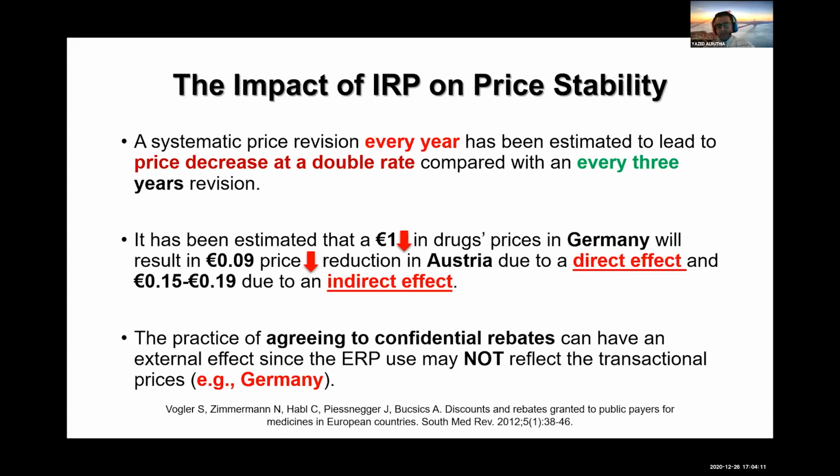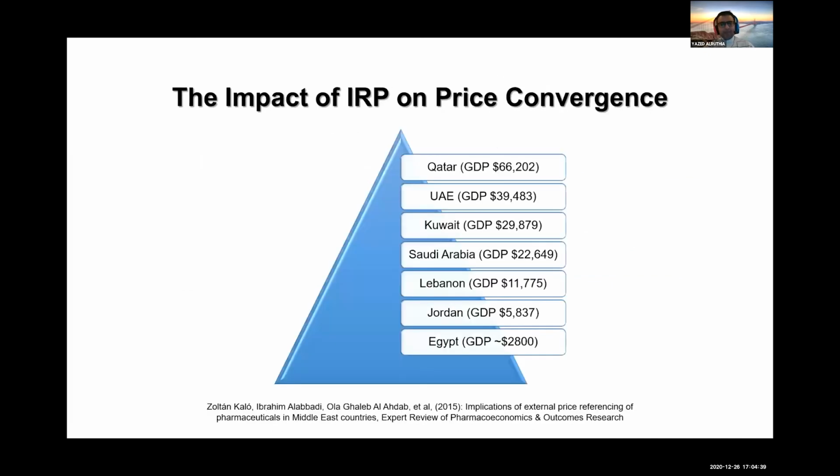The practice of agreeing to confidential rebates has an external effect since ARB use may not reflect the transactional prices. In Germany, sometimes the regulator there, the IQWIG or the German Federal Committee, will have some sort of agreement with the pharmaceuticals. So they give the pharmaceutical companies a really favorable list price. In return, the pharmaceutical companies will give a confidential rebate or discount actually to the health or sickness funds in Germany. Sorry.